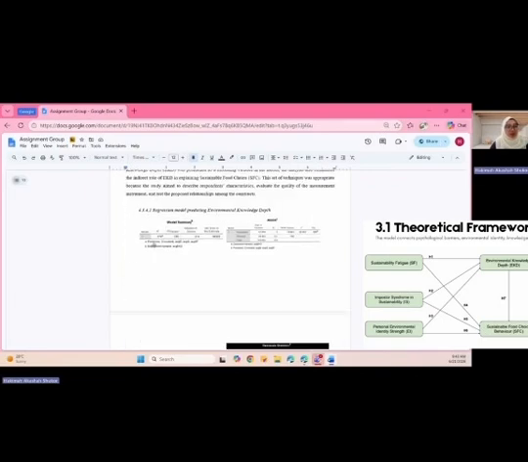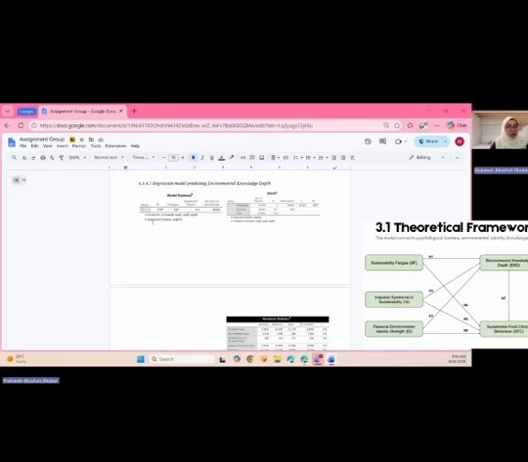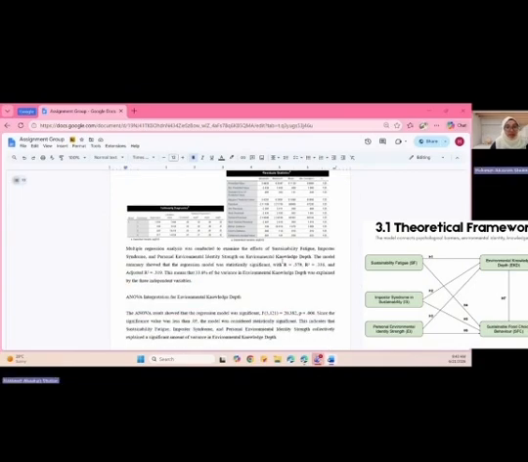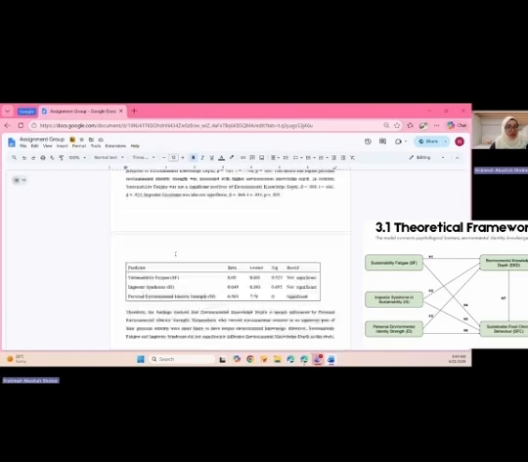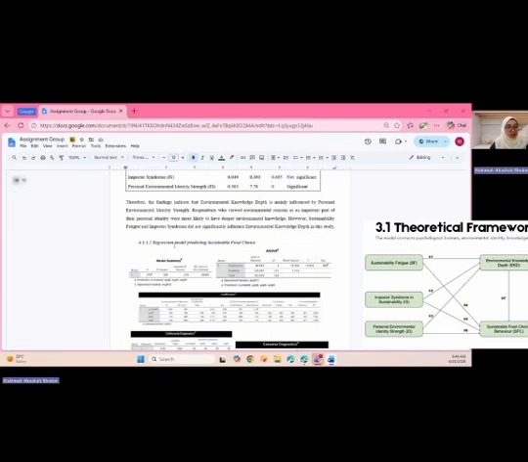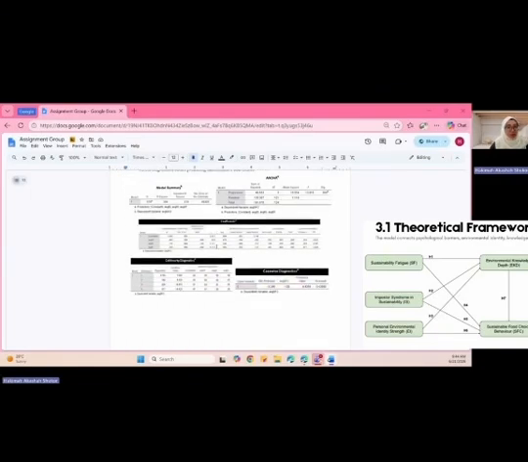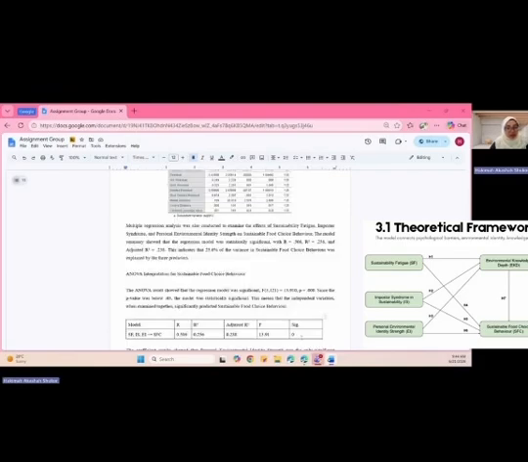For model 1 here, which tests SF, IF and EI on environment knowledge depth, the model was significant. However, the three predictors explained 33.6 percent of variance in EKD. For the second, after that, the regression model using sustainable food choice. Okay, the model was also significant and the predictors explained 25.6 percent of the variance in SFC.